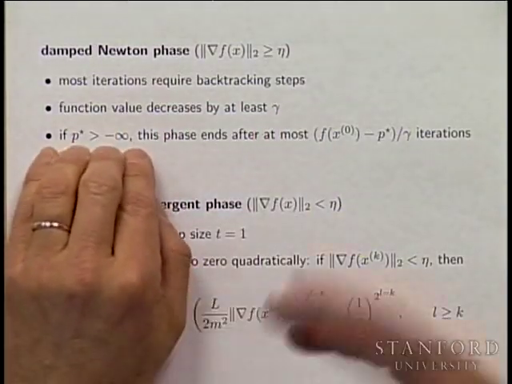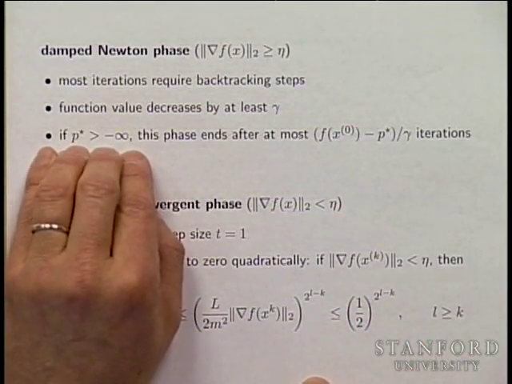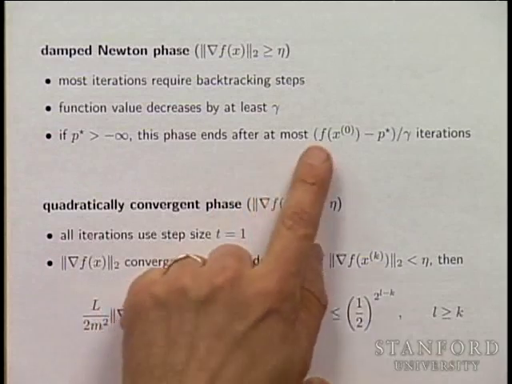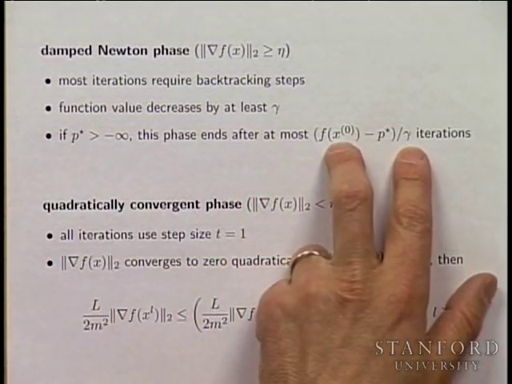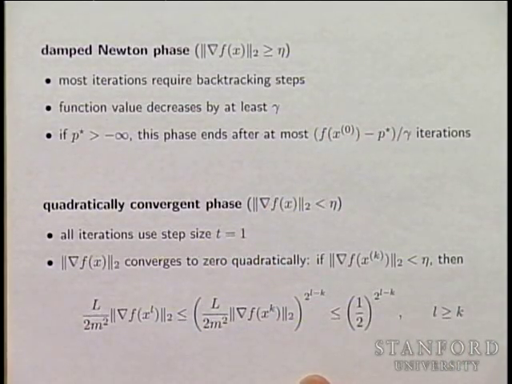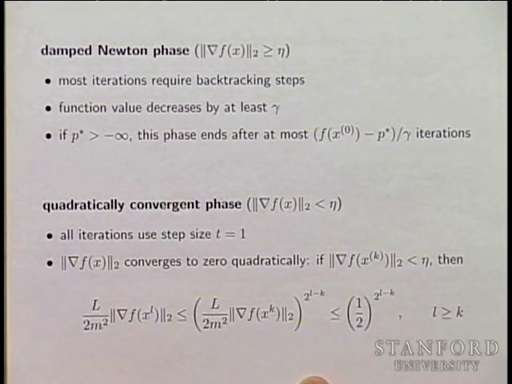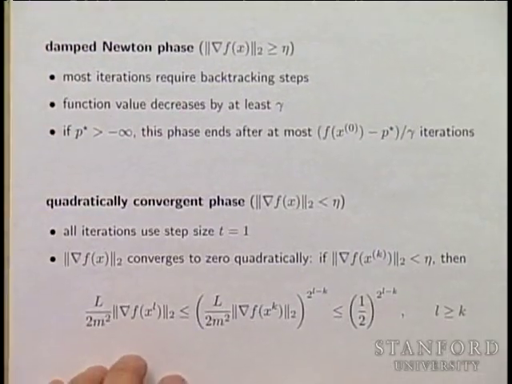Now, as I said, if the function is bounded below, this has to end after at most this number of iterations. That's obvious because otherwise, if you ran more than that number of iterations, you would have reduced the value of f to below its minimum value, which is not possible. So that bounds the number of steps you take in this stage.